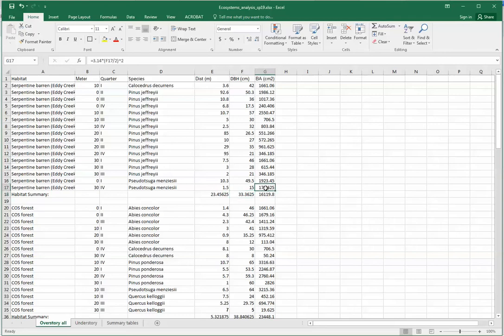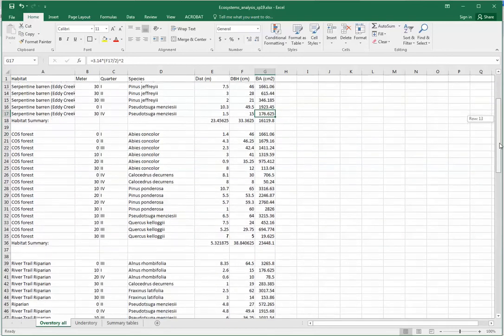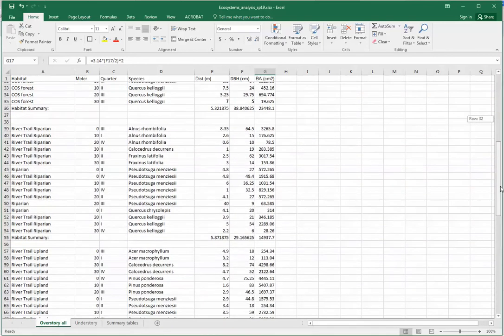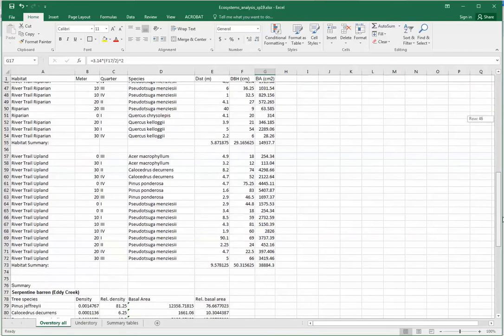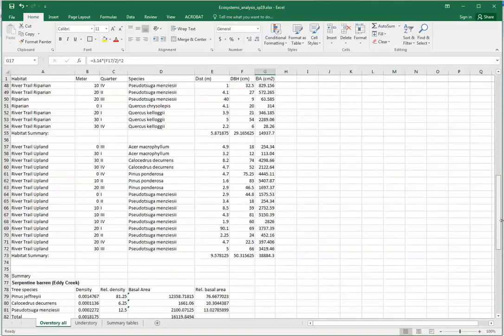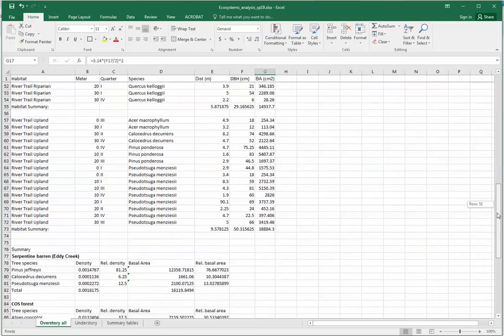So to calculate the basal area, I took pi, multiplied it by the radius squared of the tree trunk. So basal area is a measure of how big, or the area covered by the stems of the trees. So we have data like this for the Eddy Creek Serpentine Barren, and then if you scroll down for the COS Forest, for the River Trail Riparian Zone and the River Trail Upland Zone. So I have these data summarized below.